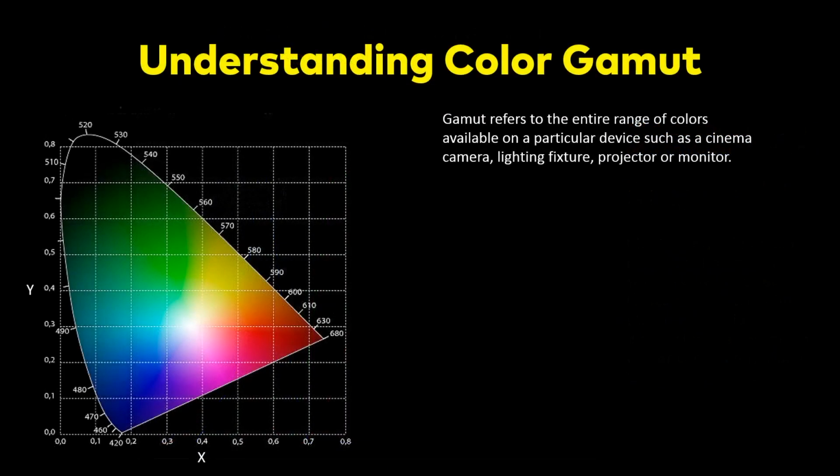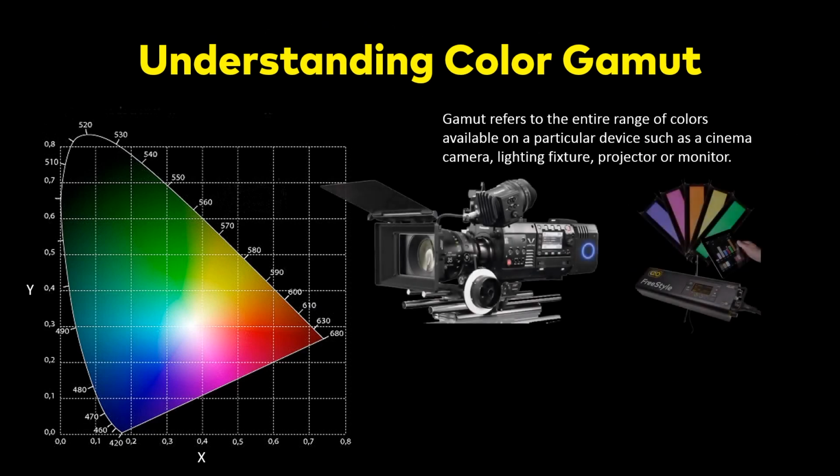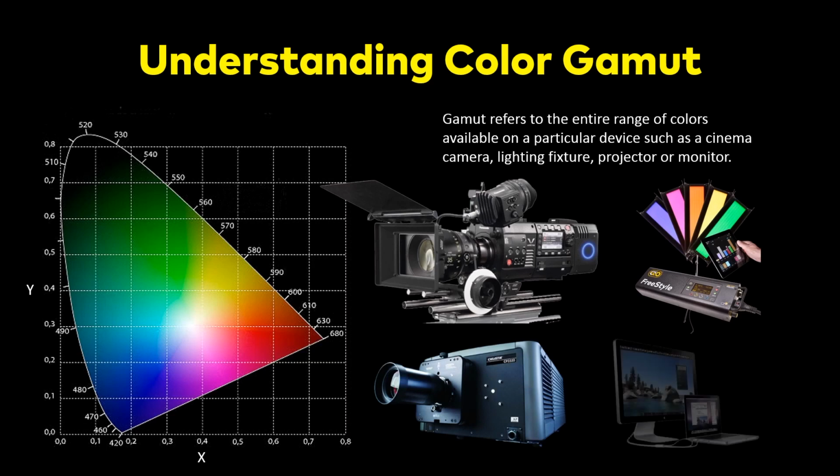I think we also need to understand gamut. It gets bantered a lot. What exactly is it? Gamut refers to the entire range of colors available on a particular device, such as a cinema camera, a lighting fixture, a projector, or a monitor. These will all have their own gamut, and they don't necessarily all have to align with each other. That green line represents Rec 709. That is your basic workflow that we've had for the last, God knows, 10, 12 years.